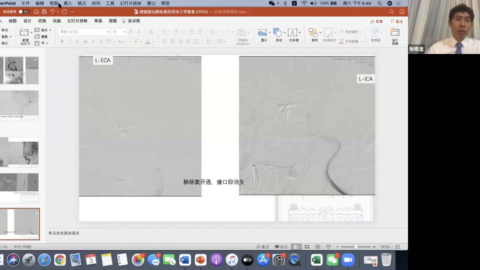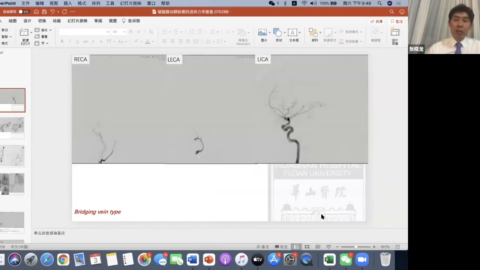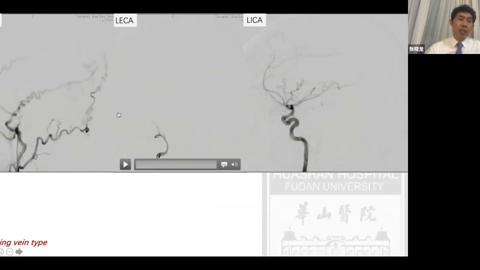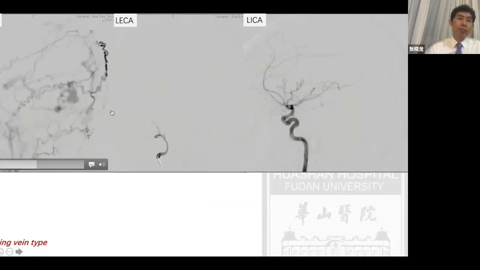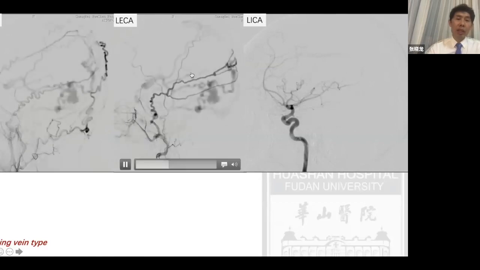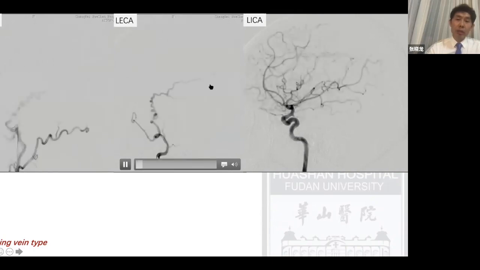So this part is about the sinus type. And the second series is about the bridging vein type. It's another type of fistula. And this case is bilateral ECA angiography. We can see the fistula maybe is here, and some of the vein was here.